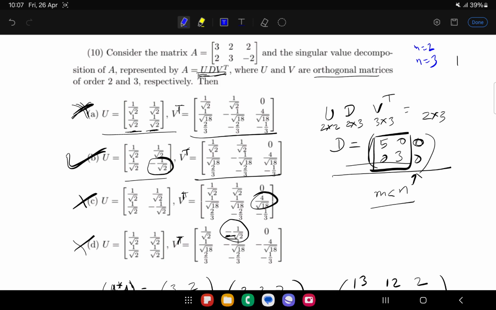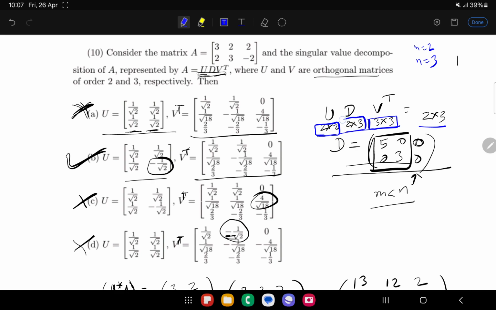Represented by U D V transpose, where U and V are orthogonal matrices of order 2 and 3 respectively. So here is this description. A was 2 cross 3, and U is 2 cross 2, V is 3 cross 3.